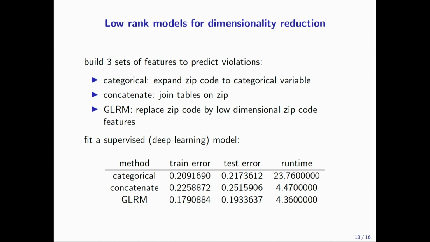And we fit a supervised deep learning model. This was using the H2O deep learning framework. I want you to focus here on the way that we're doing feature engineering rather than on the supervised learning method. I just want to find better features to feed into any supervised learning method I want. And here you'll see that the generalized low-rank model features produce a model that not only has an extremely small runtime, because we didn't increase the dimensionality of our problem very much, but it also produces the lowest train error and the lowest test error.